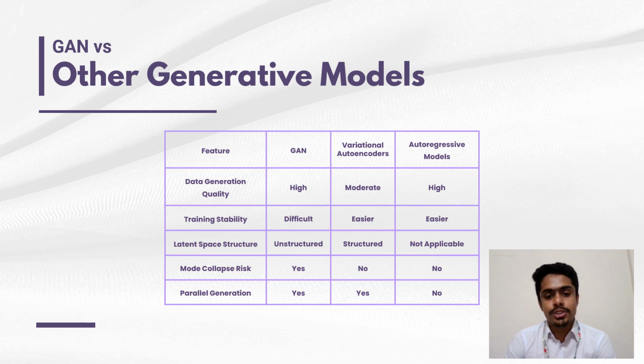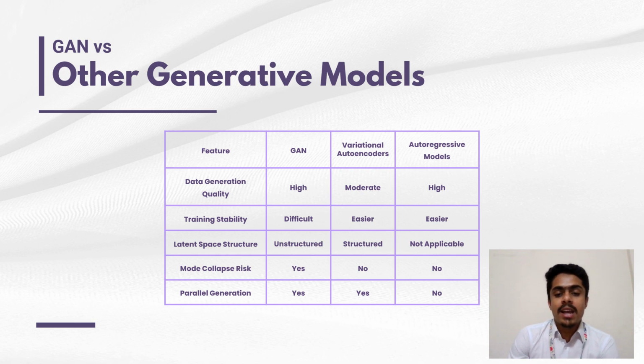Latent space structures are unstructured in terms of GAN and structured in terms of variational autoencoders. It is not applicable for autoregressive models. The mode collapse risk is high in terms of GAN. On the other hand, it is very low, and it can be said that there is really no collapse risk, in variational autoencoders and autoregressive models.